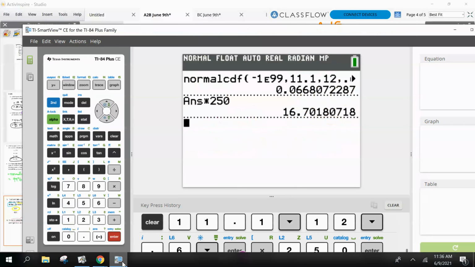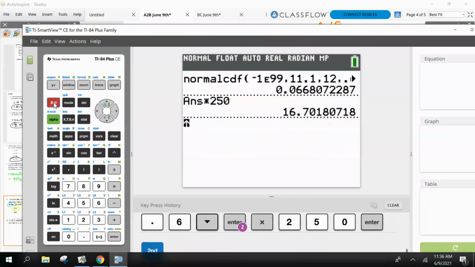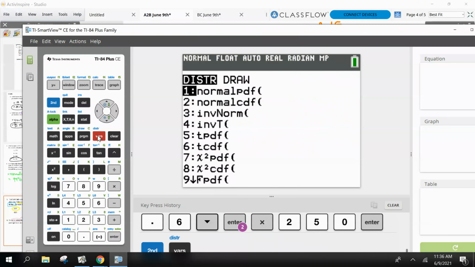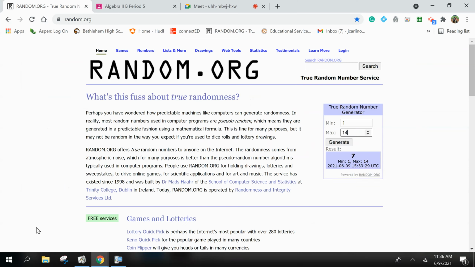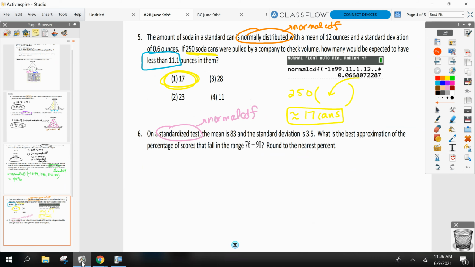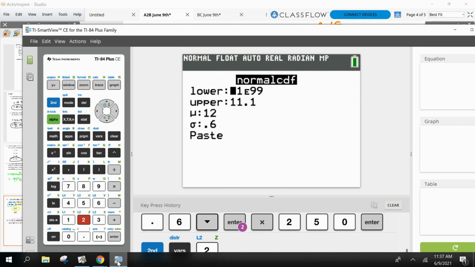All right, here we go. Let's go back to the second vars, number 2. Okay, can I give you the range here? What percent of scores fall between 76 and 90? What do you want me to plug in? Mason, what do you want me to plug in for my lower one here? 76. Yep, and how about upper? 90. There you go.